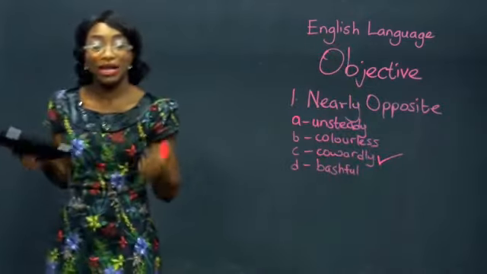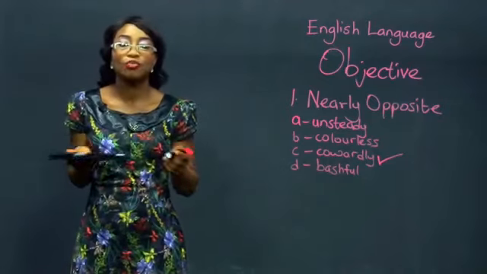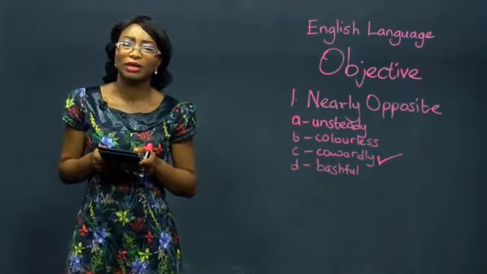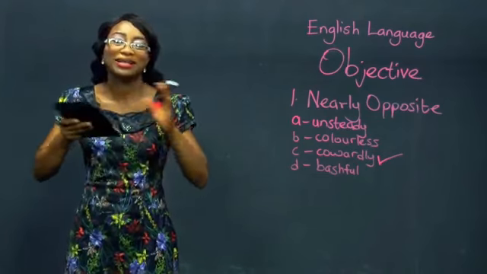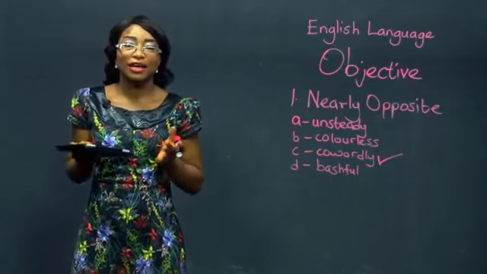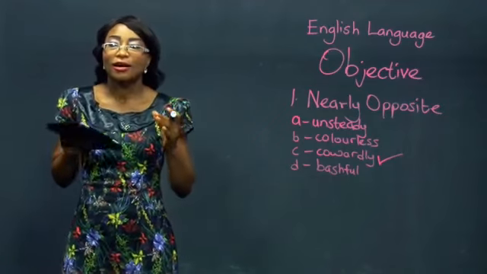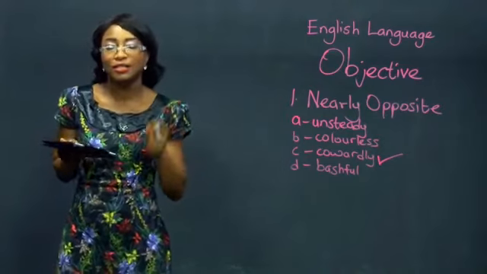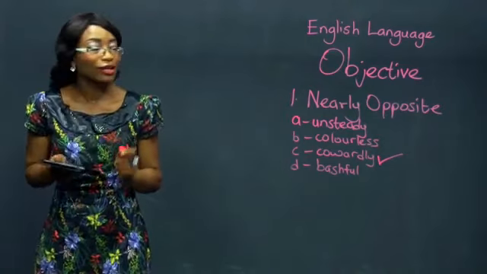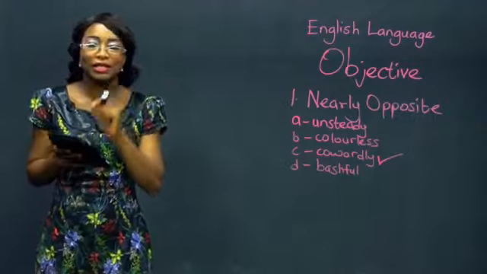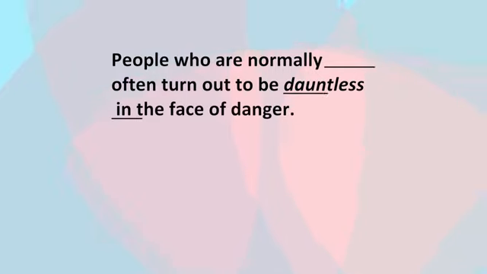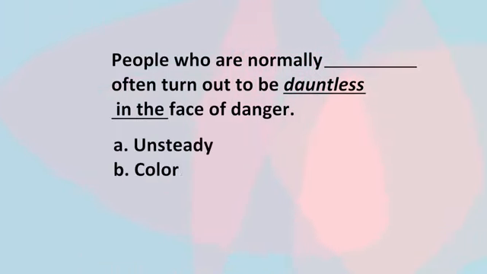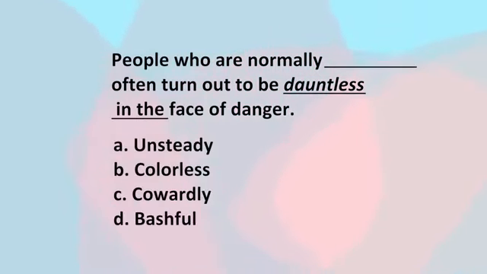And then we have bashful. What does bashful mean? Bashful means to be shy. Now, what does cowardly mean? Cowardly means a person that backs out of things easily, a person that cannot face hard and difficult situations. That is a cowardly person. Now, let us put that word in the sentence and see if it fits in. People who are normally cowardly often turn out to be dauntless heroes in the face of danger. That's the first example of nearly opposite.